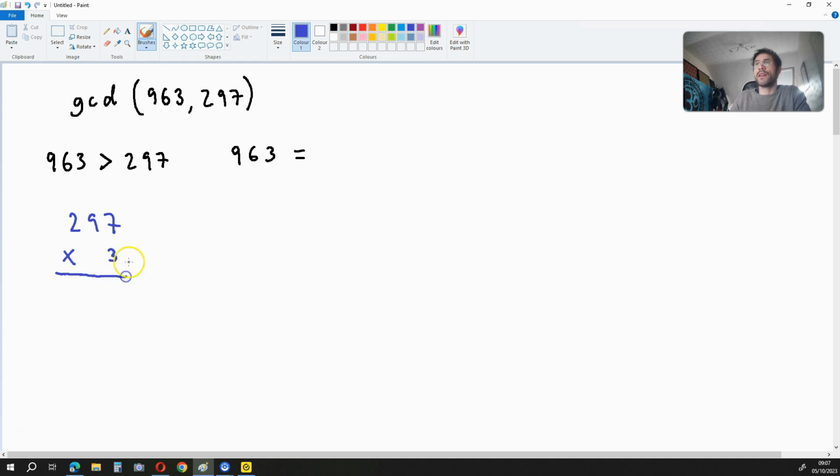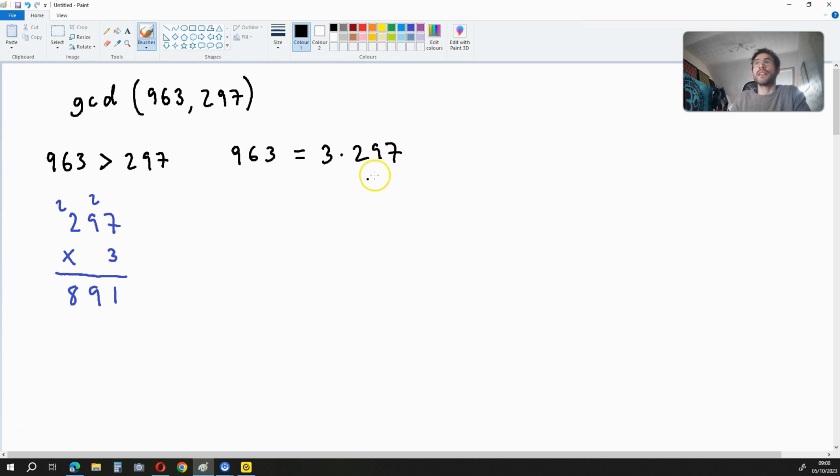So we have 3 times 7, 21, 3 times 9, 27 plus 2, 29, and then 3 times 2 is 6 plus 2 is 8. So 297 is going to fit into 963 3 times. Let's write that down. So we've got 3 times 297 plus a remainder.